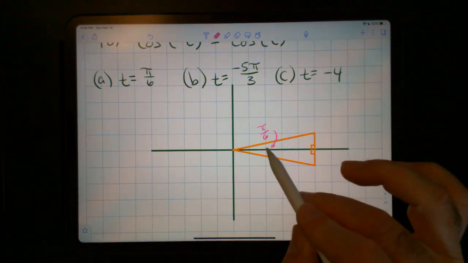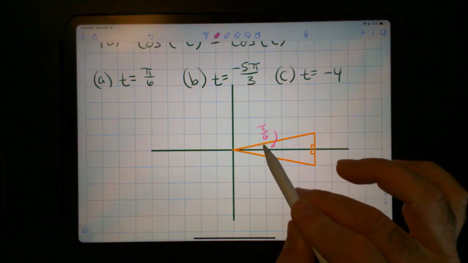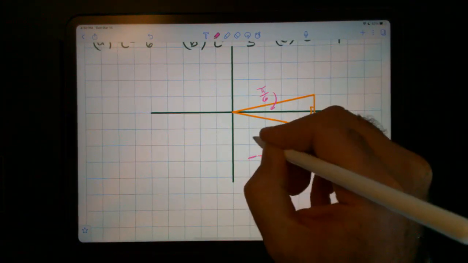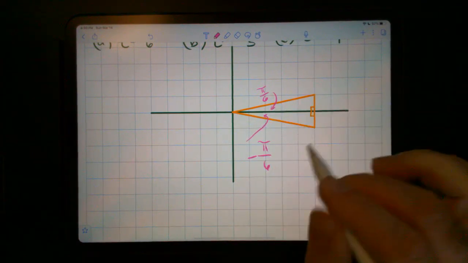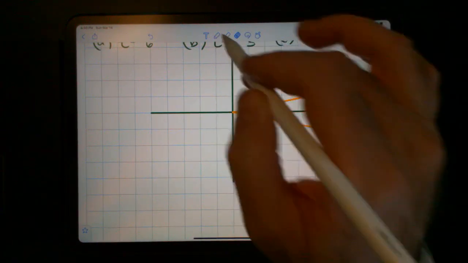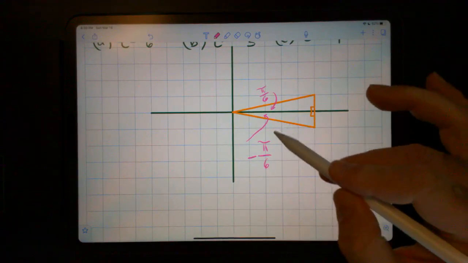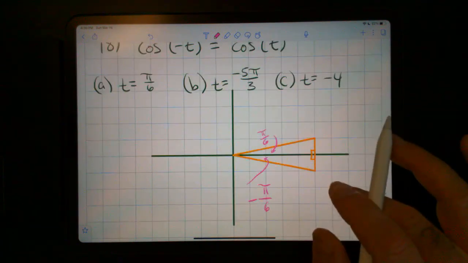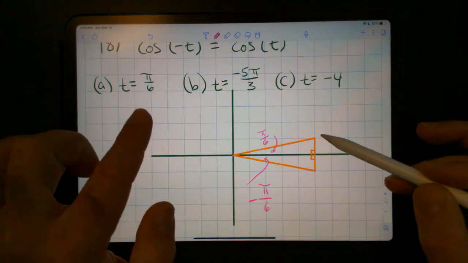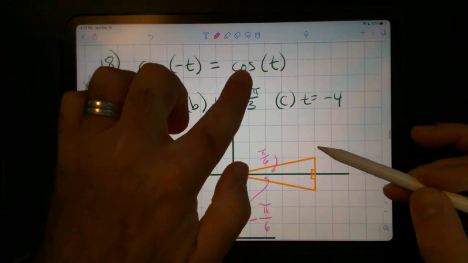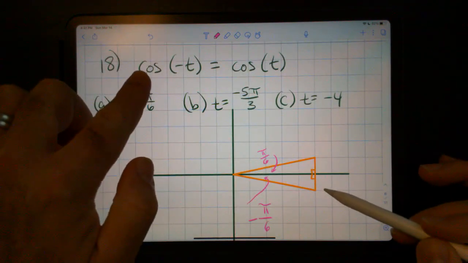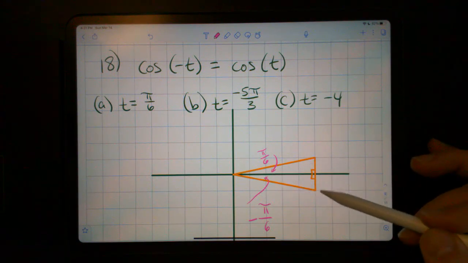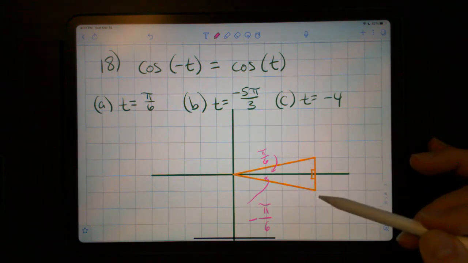Pi over 6 radians is this interior angle, and if we have negative pi over 6 is this interior angle, notice that the cosine is the same for both of them. So this top one, this is cosine of positive t. This bottom one is cosine of negative t. Your interior reference angle is the same. Your x value goes over the same distance on both of them.